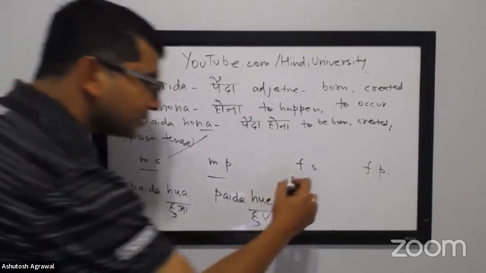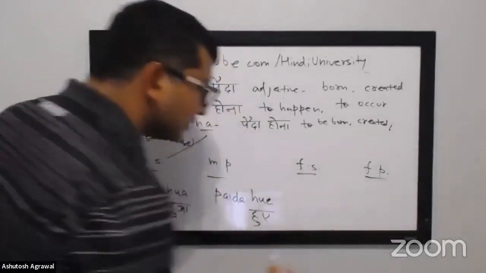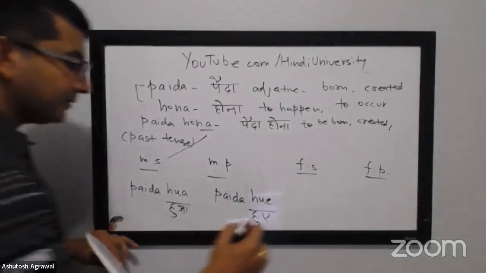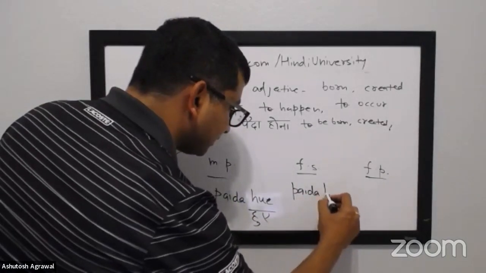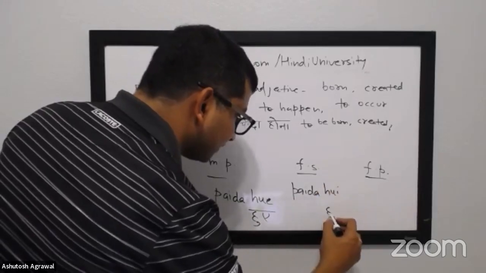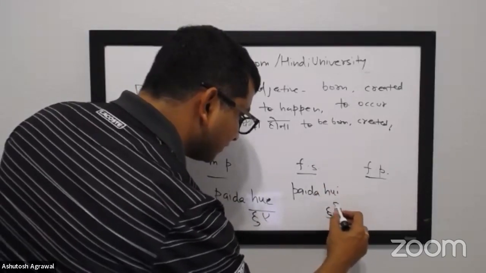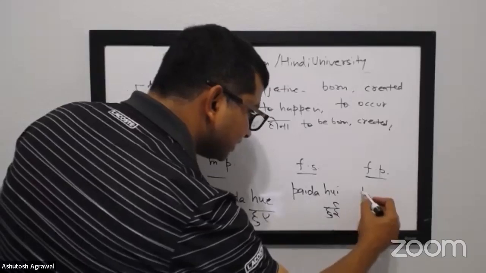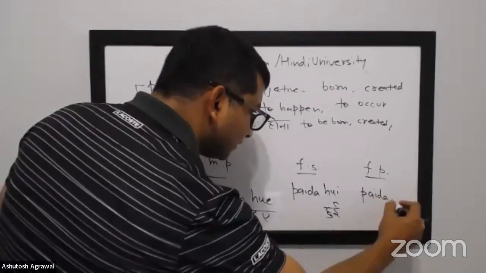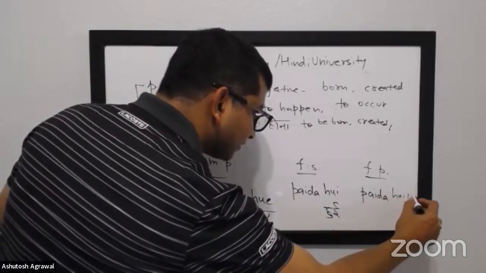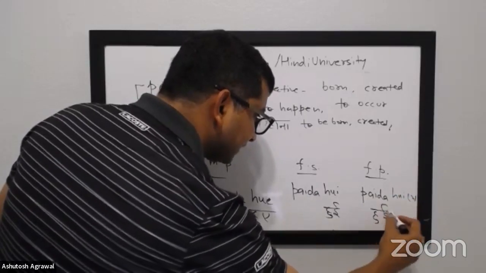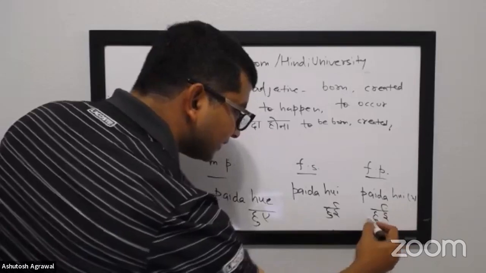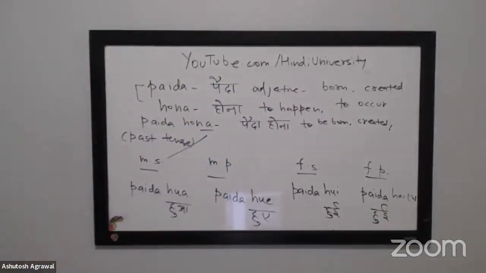Donna ji, why don't you continue this also? Feminine singular and feminine plural. Feminine singular, paida hui. Okay, paida hui. Very good. So you have paida hui, and this one you're saying is paida hui with a nasalized sound, right? With e and a nasalized sound, paida hui. Okay, I hope this is clear.